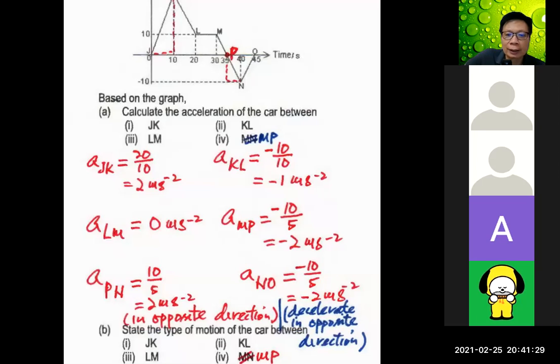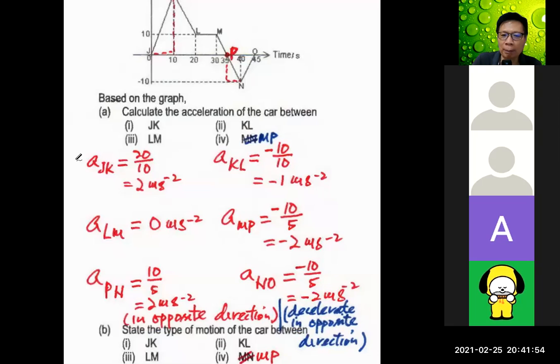Okay, finished. When finished, we see section P. State the types of motion of the car. Types of motion. JK, what motion? KL, what motion? LM, what motion?